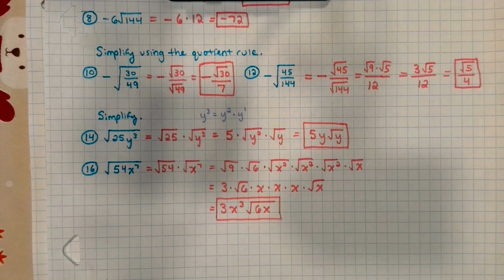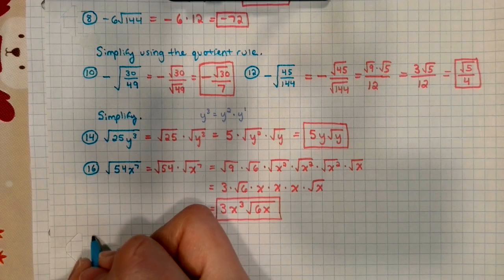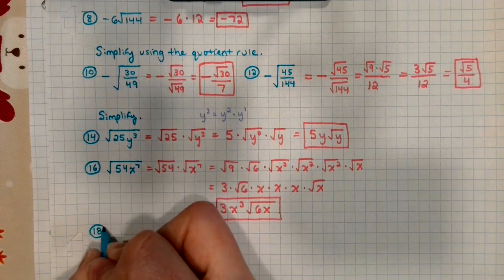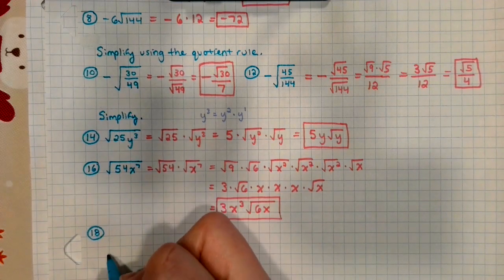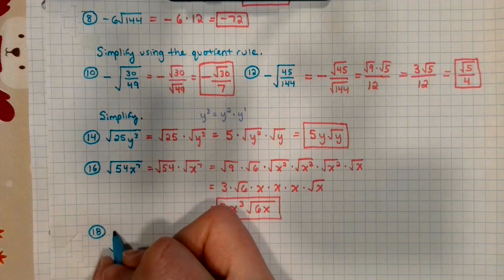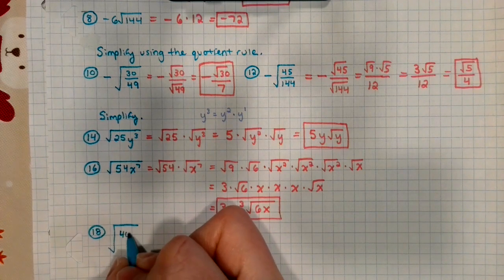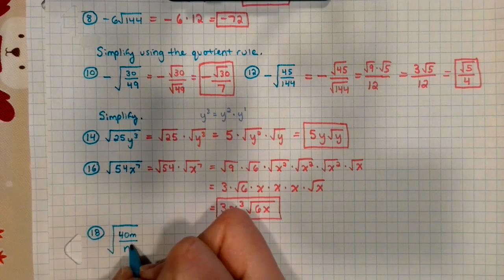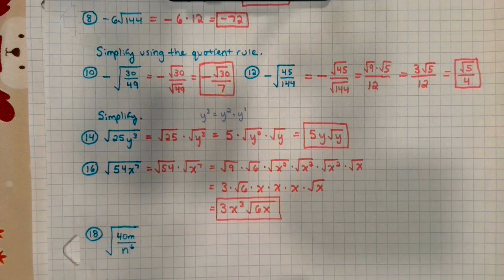For our next problem, we're going to take a look at question number 18. So question 18 says we have the square root of 40m over n to the 6th.